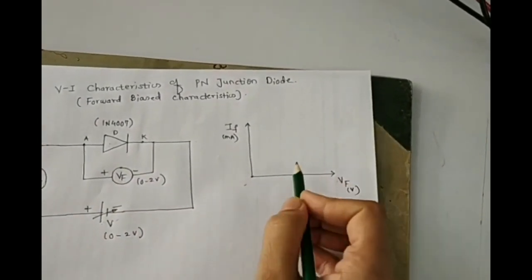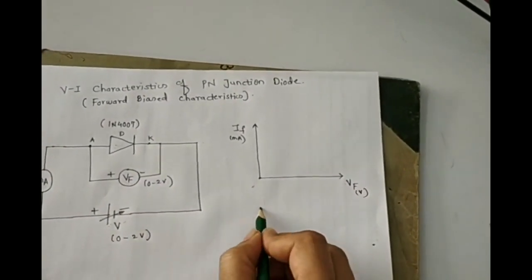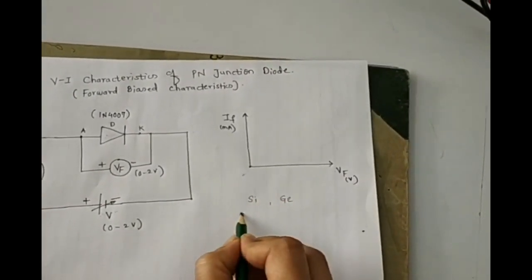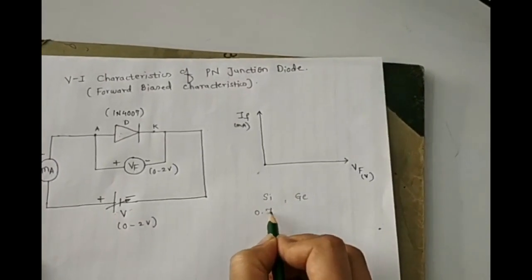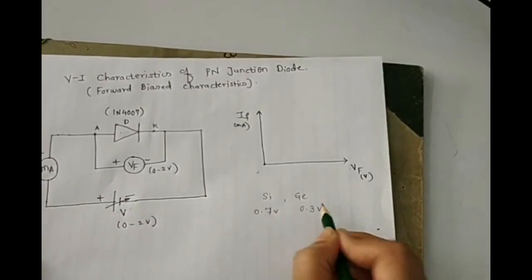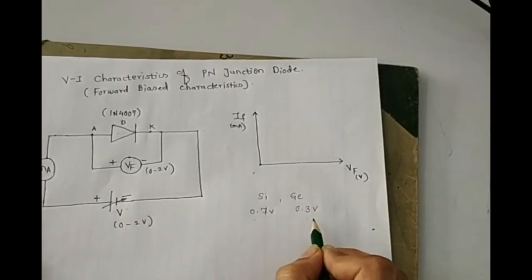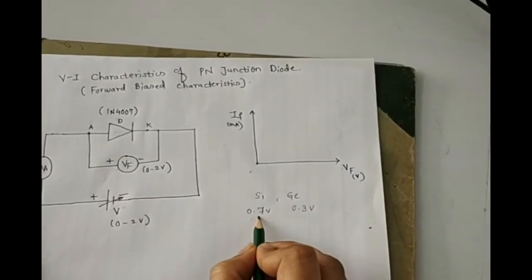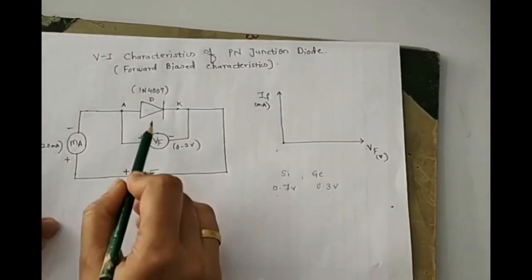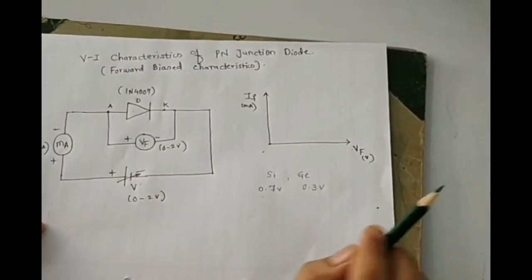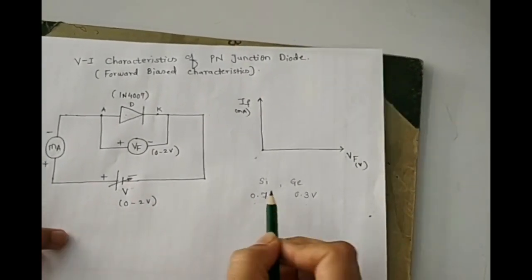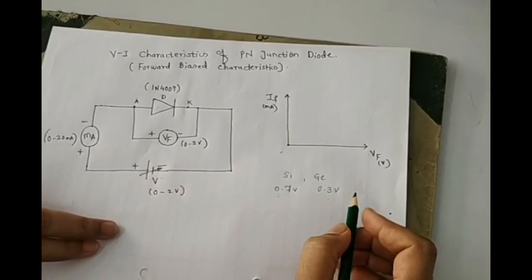Now as you all know, there are two types of diodes, silicon and germanium. For silicon, the knee voltage will be 0.7 and for germanium it is 0.3. What this means is that after reaching 0.7 volts across the diode, the diode is going to conduct. Before 0.7 the diode will never conduct. That is the cut-in voltage of the diode.